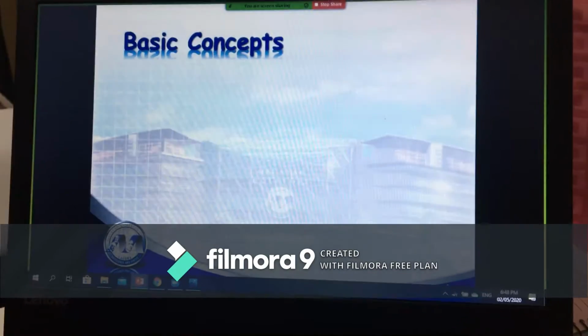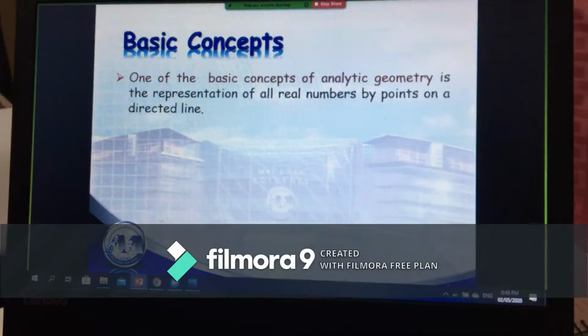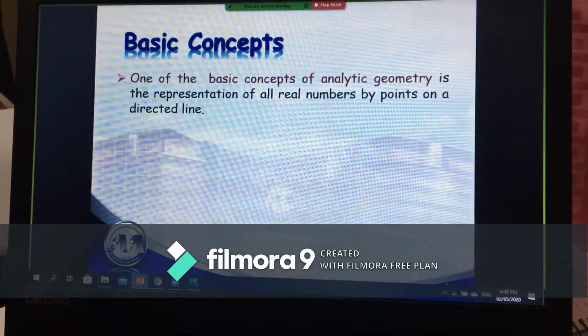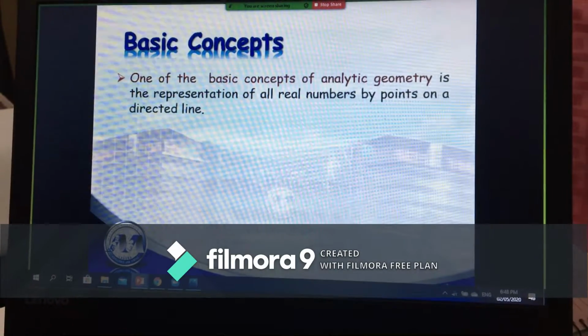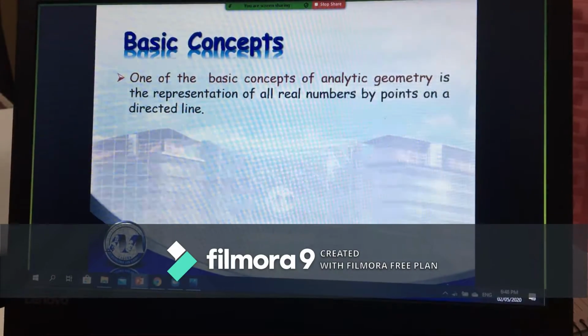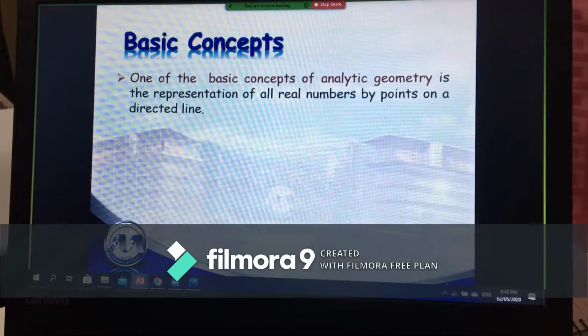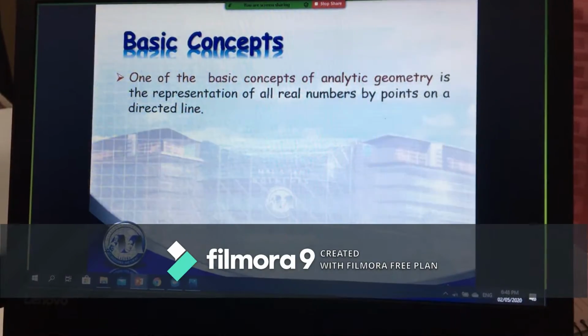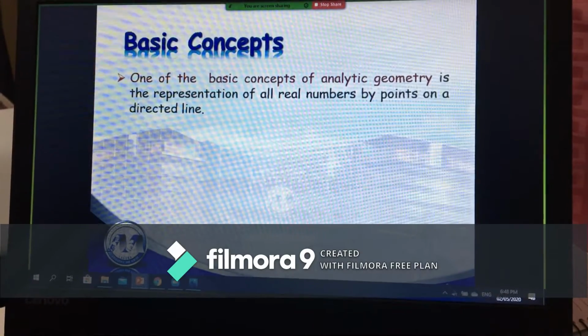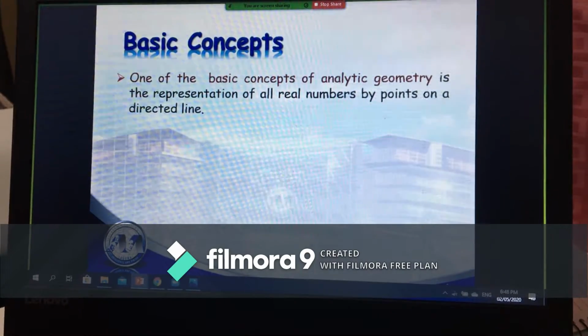So basic concepts here. One of the basic concepts of analytic geometry is the representation of all real numbers by points on a directed line. So when we speak of directed line, class, we can say that from a certain position to another position, say for example from left to right or from right to left, or down, up, or any direction from one point to another point. So that is what we call a directed line.